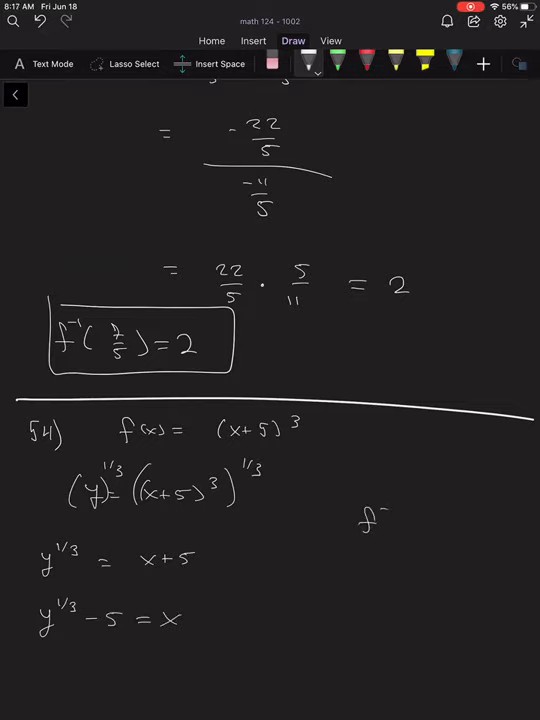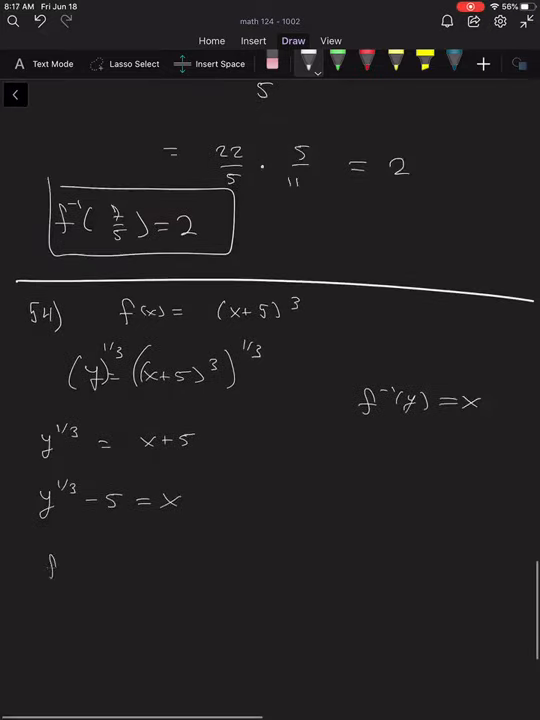Again, f inverse of y is the same thing as x. So what this is telling us is that f inverse of y is equal to y to the 1/3 minus 5.